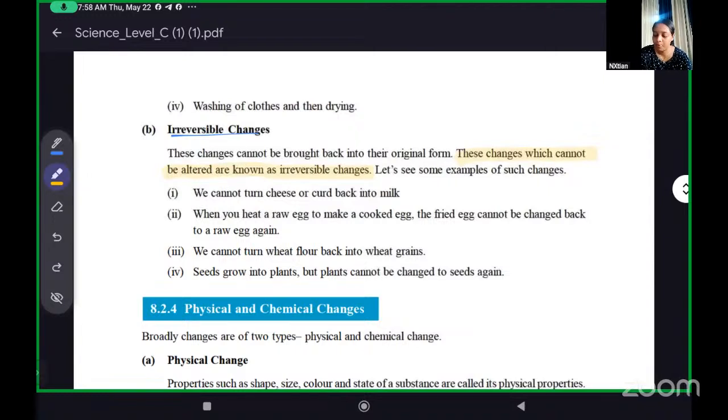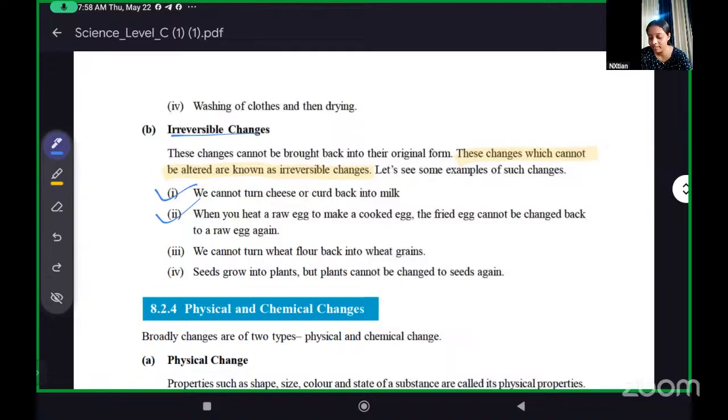What are some examples? We cannot turn cheese or curd back into milk. Even if we freeze it, heat it, or boil it, we cannot turn it back to milk. When you heat a raw egg to make a cooked egg or fried egg, it cannot be changed back to a raw egg. It is not possible.